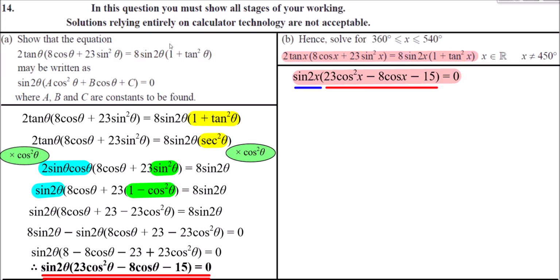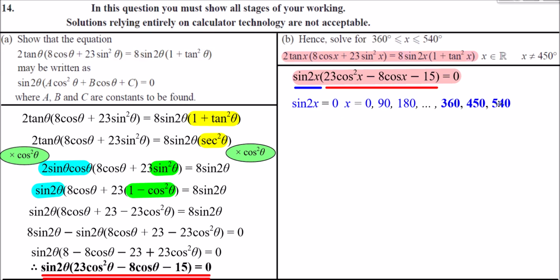So we could have that sine 2x is equal to 0, or that all of this in the bracket is equal to 0. For the first option, if sine 2x equals 0, when is sine equal to 0? Sine is equal to 0 for all multiples of 180 degrees. So 2x could be 0, 180, 360, and so on. Dividing by 2 means that x could be 0, 90, or 180. So we want x to be going up in multiples of 90.